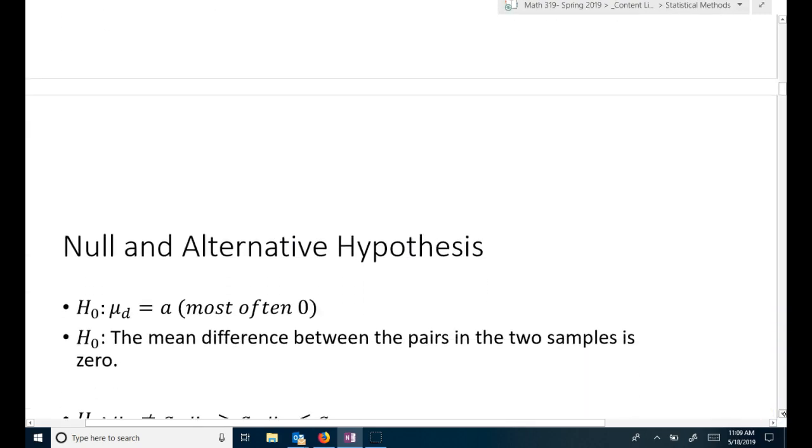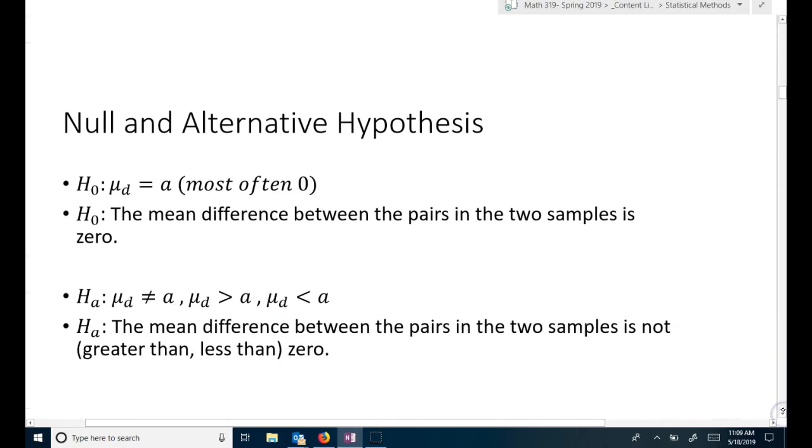All right. If we're doing a matched pairs test, our null and alternative hypotheses are these. H naught, our null hypothesis, is that mu d equals A. Most often this is 0. If we say that mu d equals 0, that means there's going to be no difference pre and post, okay?